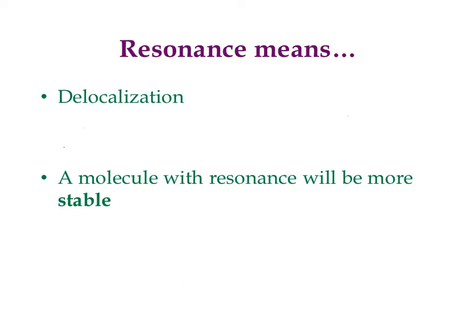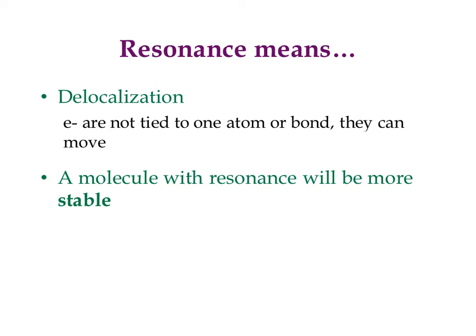Resonance has to do with something called delocalization. Normally you think of electrons as being on the atom, right? You draw the Lewis dot structure and they're attached to whatever atom you draw them on. But actually some electrons are not tied. Delocalization means that electrons are not tied to one atom or bond. So we would think of that as if they could move around. They're not actually moving, but we're going to think of it that way because it makes it a little bit easier to think about.